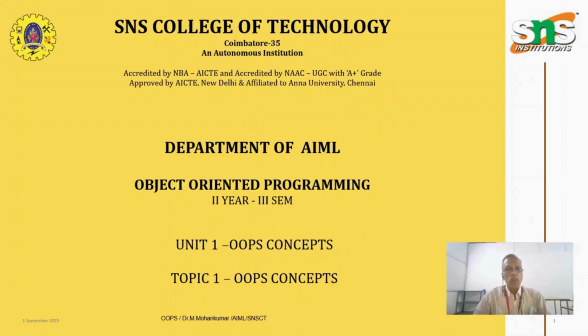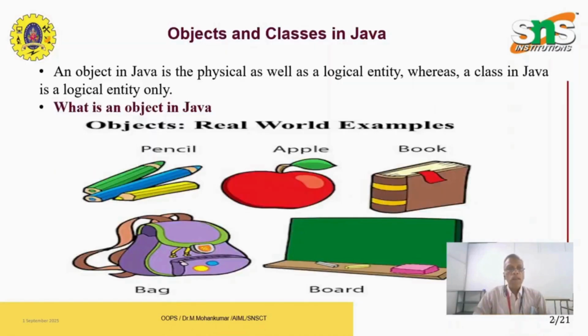This is about Unit 1, Object-Oriented Programming using Java. The Unit 1 topic is related to the objects and classes concept. First, we have to understand what objects and classes are in Java. An object in Java is a physical as well as logical entity, whereas a class in Java is a logical entity only.